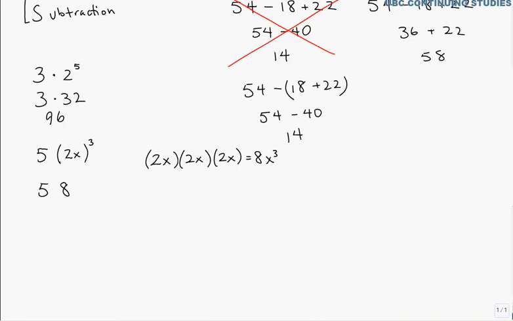So what we end up having here is 5 times 8x cubed. 5 times 8 can be simplified. That becomes 40x cubed. And if you're not sure about exponents, we're going to review those in much more detail in subsequent lessons.